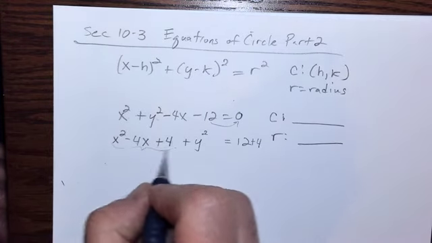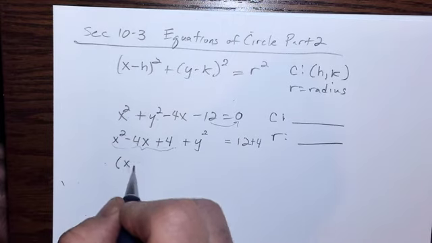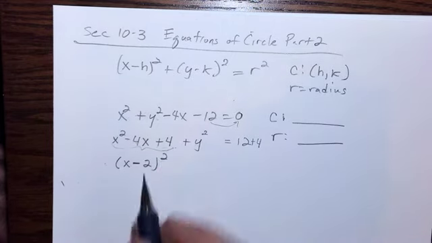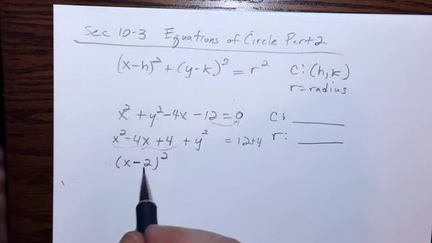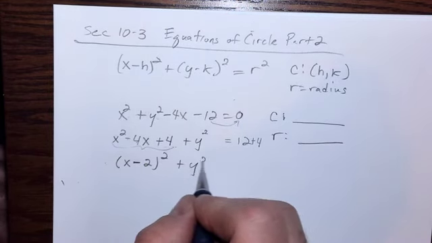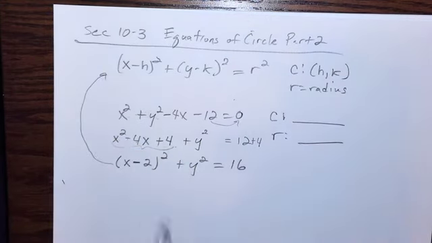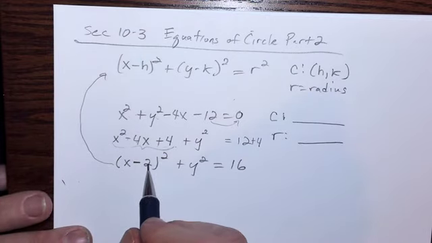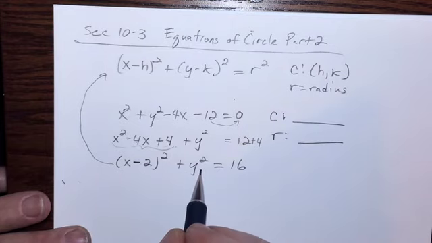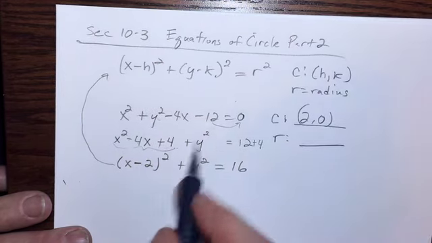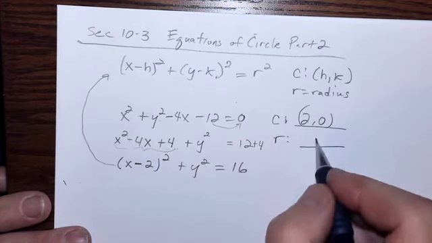This expression right here now can be written as (x − 2)², whatever that sign was, and half of this squared. If you were to multiply that out, you would get this up here. Plus y² = 16. And now my equation is in that form right up there. Now I can find that the center is, remember, the opposite of this, so it's 2, and since there's no value here, it's 0. The radius, this is r², so the radius is 4.